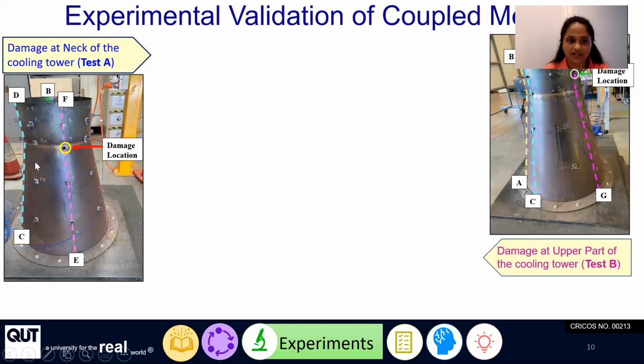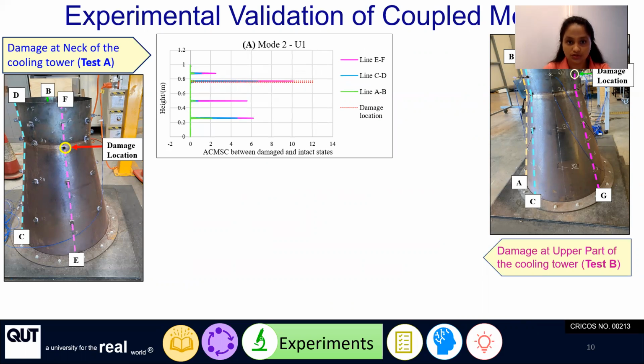The first one is damage at the neck of the cooling tower, and the second one is damage at the upper part of the cooling tower. In this case, first I have created the laboratory scale cooling tower using finite element software like Abaqus. First I have created the intact model. Then I have extracted the effective mass of U1 and U3 components for the first three global modes. And then I have identified the dominant mode and mode shape component. In this case, it gives mode 2 U1 component, and these are the test results for damage at neck.